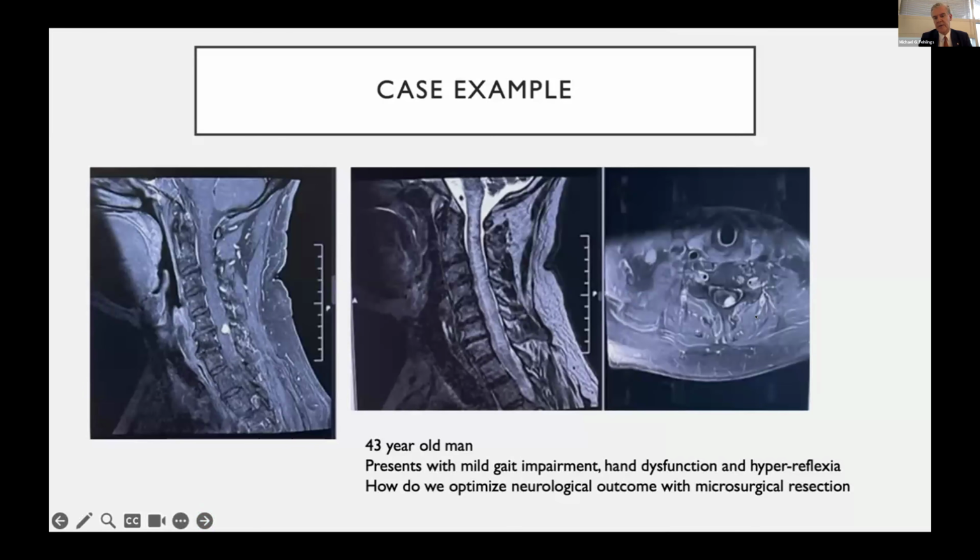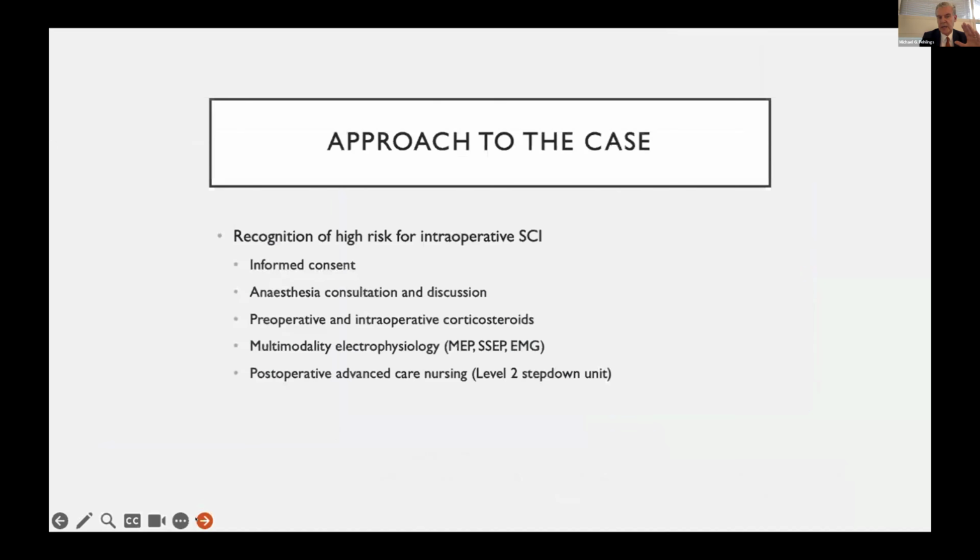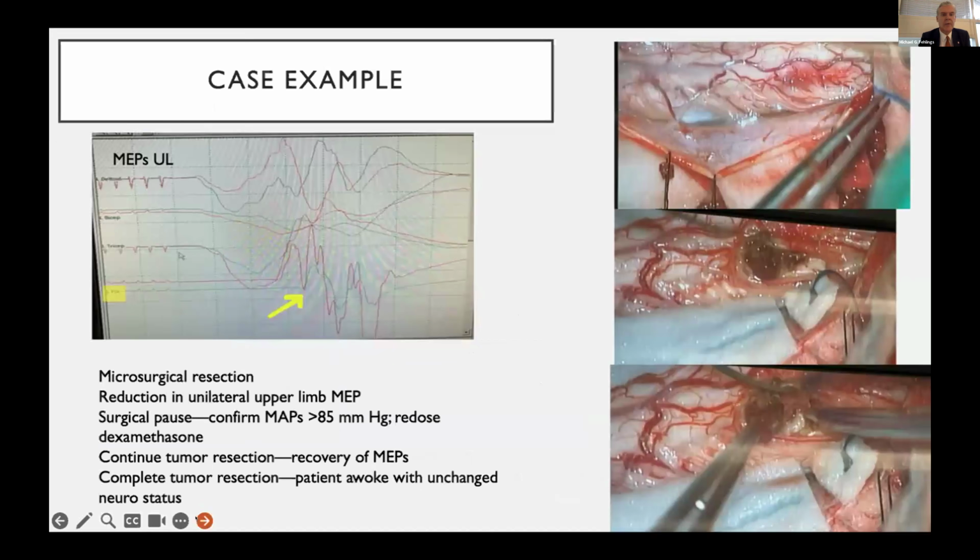So in terms of the management of this case, it was felt that this was a higher risk case. It was a fully informed discussion. There was multidisciplinary team discussion. We had multimodality electrophysiologic monitoring in place. We actually started the patient preoperatively on corticosteroids, and we had advanced nursing care available postoperatively.